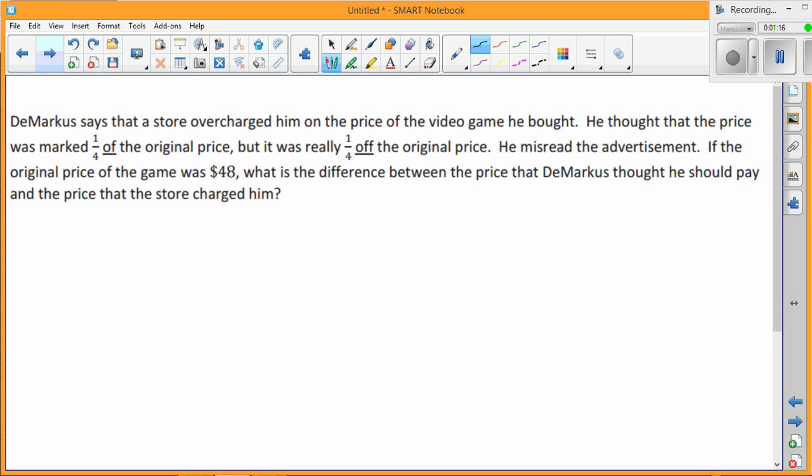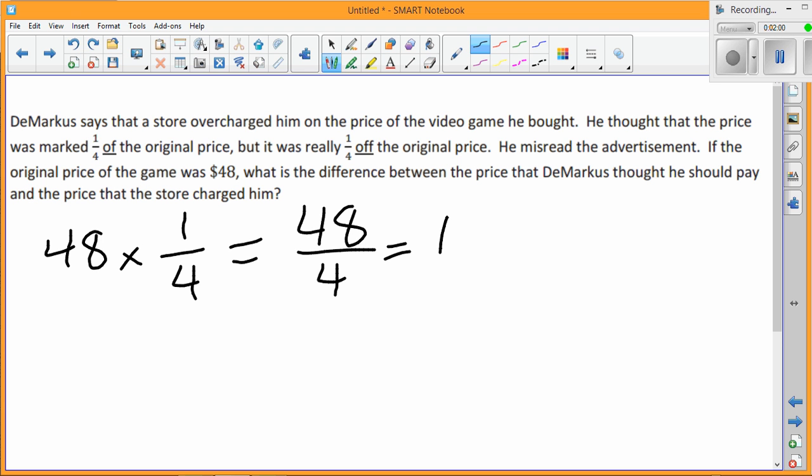All right, the second one is a discount problem. DeMarcus says that a store overcharged him on the price of a video game that he bought. He thought that the price was marked 1/4 of the original price, but it really was 1/4 off of the original price. He had misread the advertisement. If the original price was $48, what is the difference between the price that DeMarcus thought he should pay and the price that they charged him? If DeMarcus thought that it was 1/4 of the original price, and the original price was $48, of means to multiply, so it would be 48 times the fourth, which is the same as 48/4, or 12.